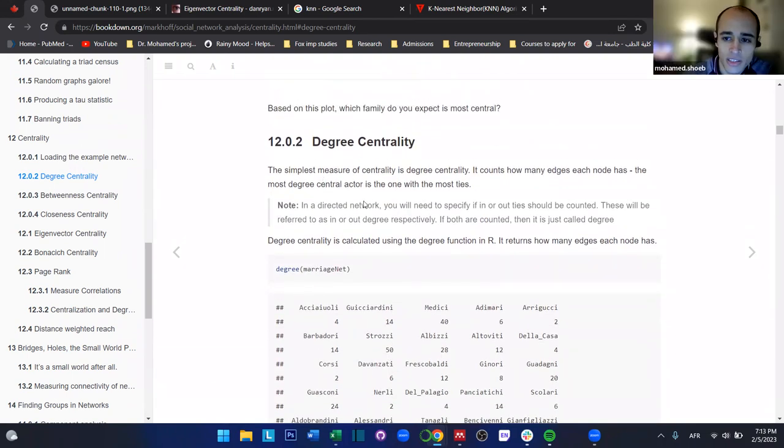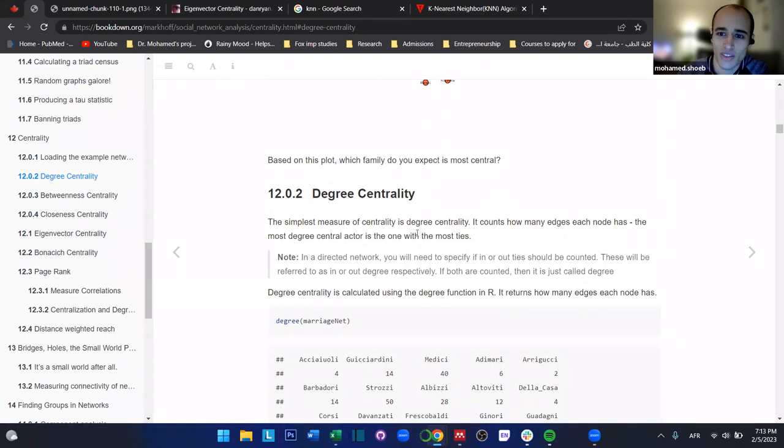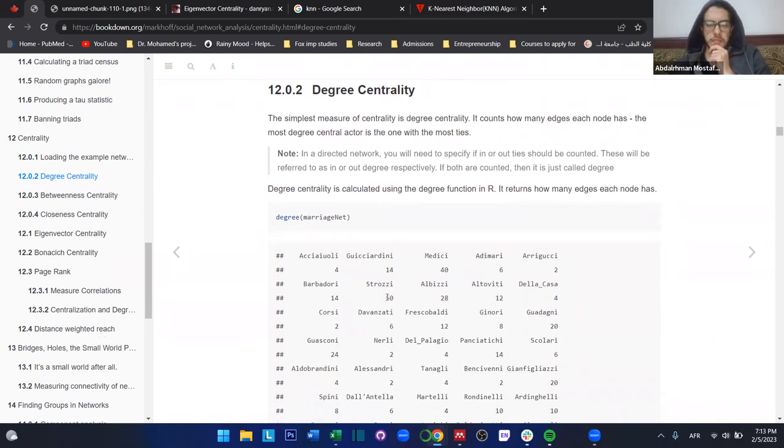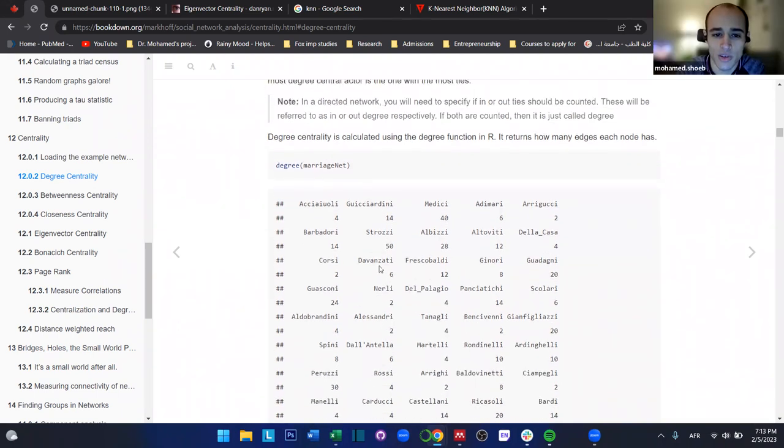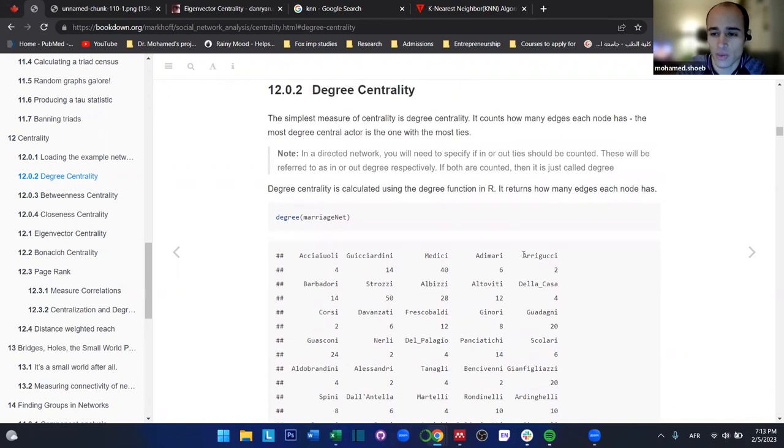So in this context, central would mean the family with the most, so they got their daughters married to many other families, or is it the other way around? No, I think it's the other way around. Yeah, I think it can go both ways. I'm asking because I'm not sure if the centrality measure would take into account the direction, or will it be just the number of edges or connections.